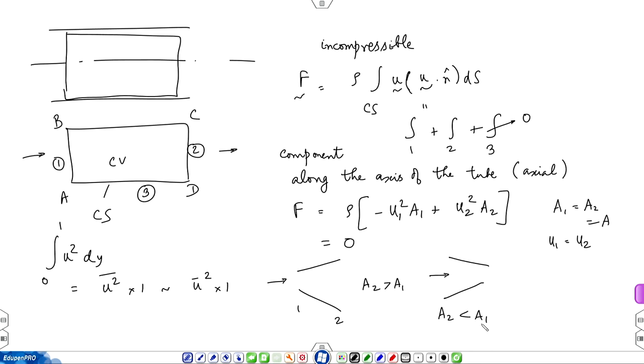If A 2 is less than A 1, what name would you give it? Compressor? No. Compressor is a device. A 2 less than A 1, it is called a nozzle. Okay. So, in these geometries, F will not be 0. You can work it out, because you can't take that A out. So, we will complete these problems next time.